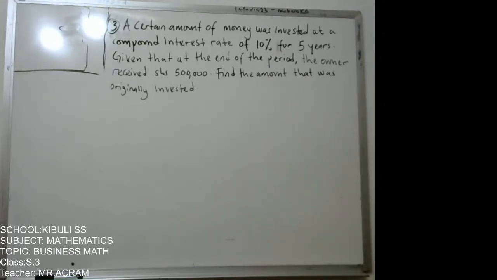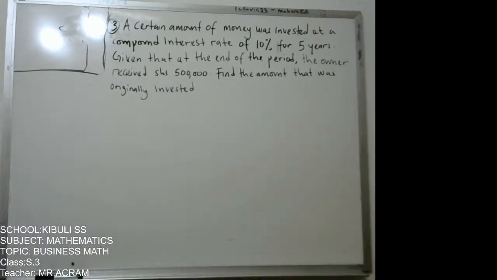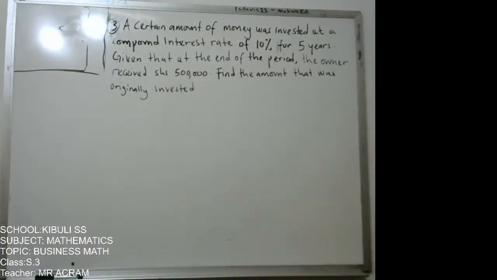So, in this case, what do you think they're asking us to find? Look at the question very well. Don't rush into conclusions. Remember, a certain amount of money was invested. We don't know that money. At a compound interest rate of 10% for 5 years. Given that at the end of the period, the owner received shillings 500,000. Find the amount that was originally invested. What's that? The principal. Not so?